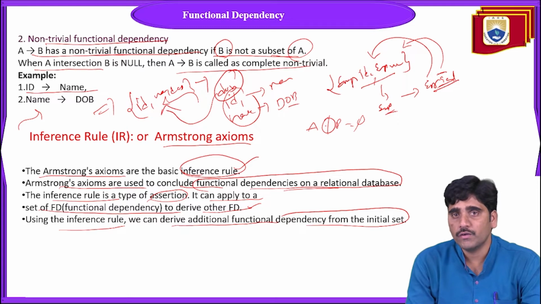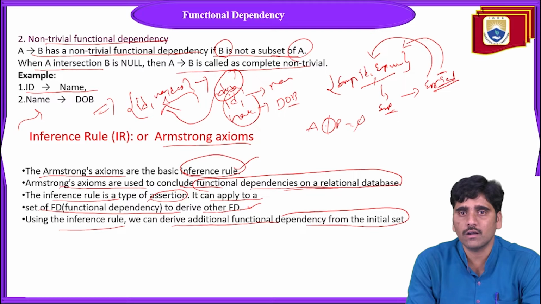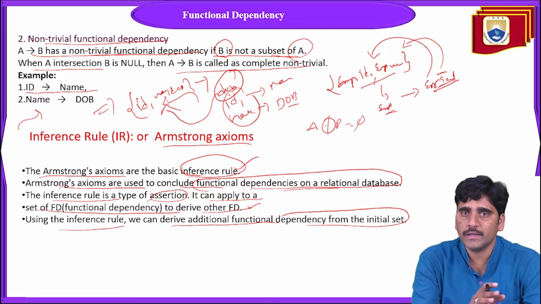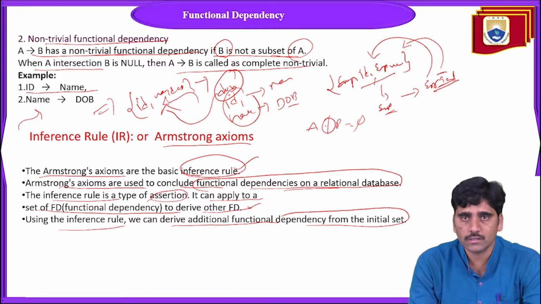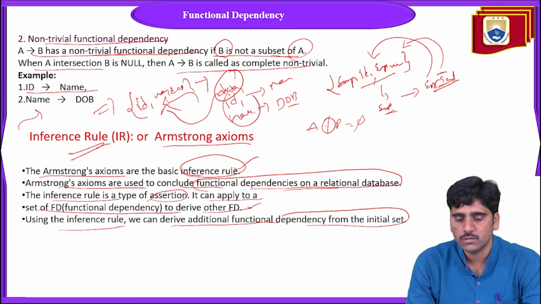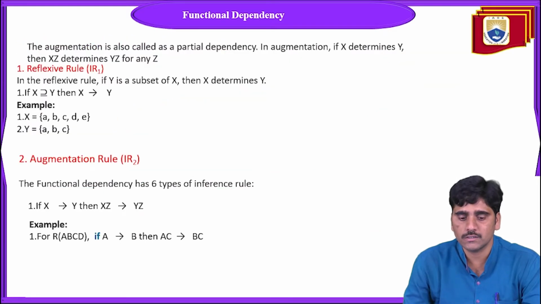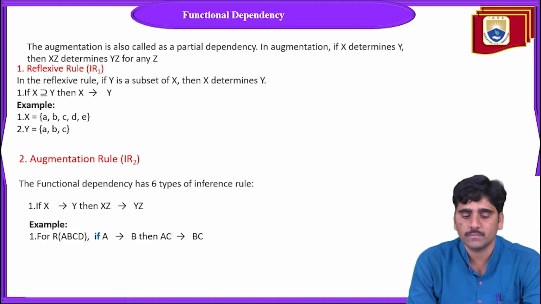So we are going to validate whether attributes are functionally dependent on other attributes or not, and how those attributes depend on other attributes. We have to validate the functional dependency concept by using these inference rules. These rules have some logical assertions, so we'll see how they are called.